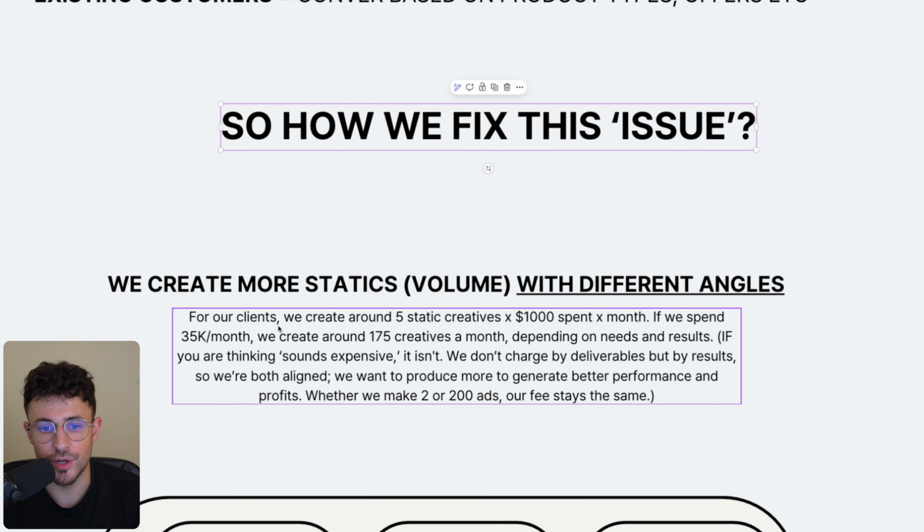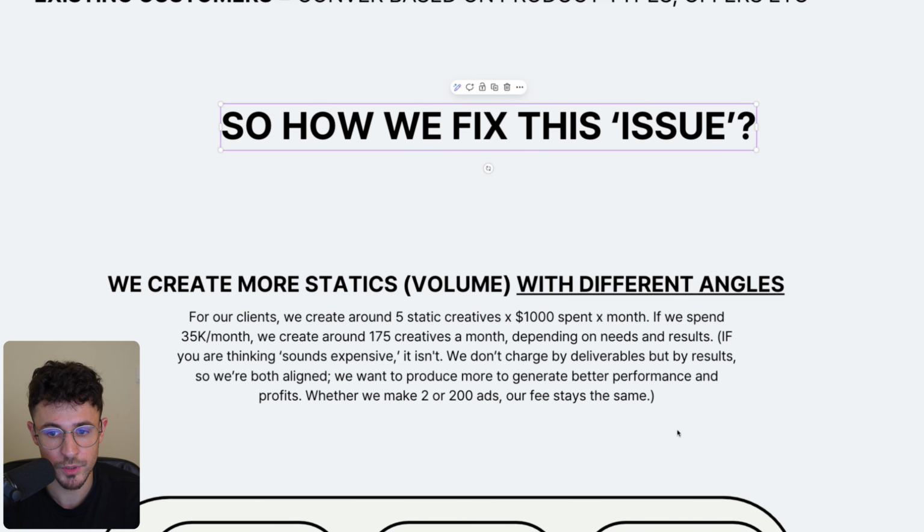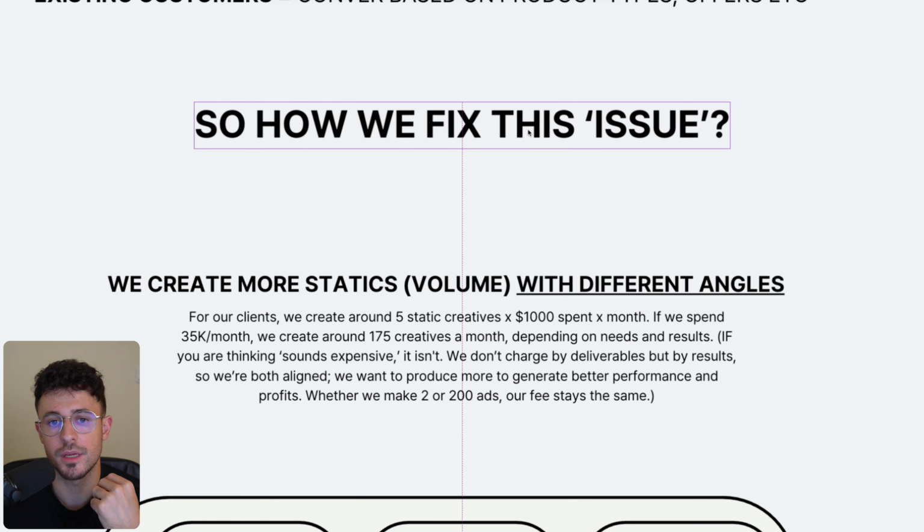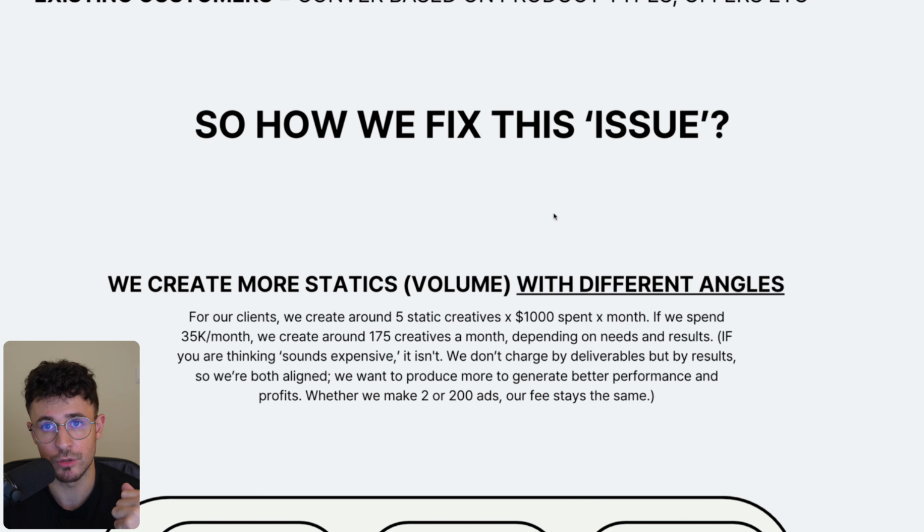For our clients, for instance, we create around 5 static creatives per 1,000 spend per month. So if we spend, let's say, 35k a month, we usually create around 180 static creatives. Depends on needs and results. If you're thinking that sounds expensive, it isn't, because we don't charge by deliverables but by results. So we're both aligned, and you should find the same setup when you do this. You can use AI, whatever, but the ideal concept here is to avoid spending a lot of money, because otherwise the money that you spend in production will burn your margins.